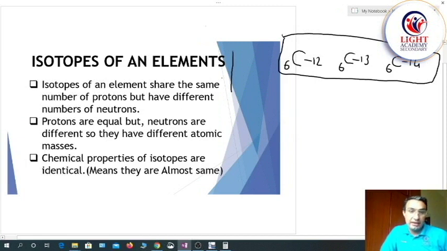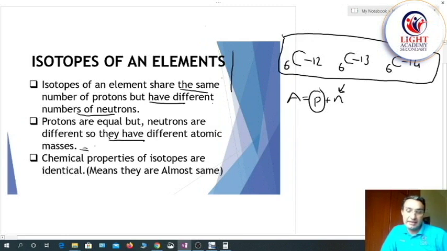As you see, isotopes of an element share the same number of protons but have a different number of neutrons. Since we know that atomic mass is equal to P plus N, if P is equal in all of them, the N should be different. They must have the same atomic number but a different number of neutrons. That's why they have different atomic masses.